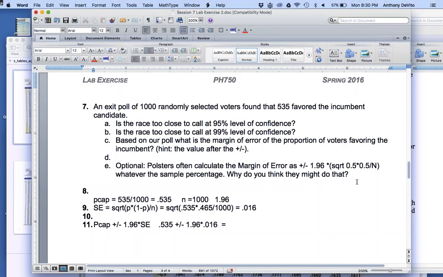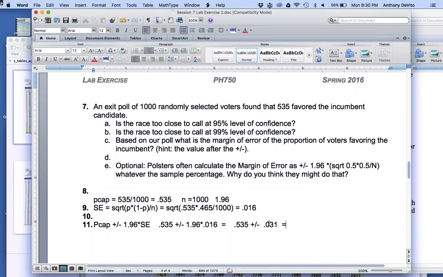Let's get the lower number first. Okay, you guys want to do the calculation? What is the lower number going to be? It's going to be 1.96 times our standard error, 0.016, plus and minus. What's that number going to be? 1.96 times 0.016 is 0.031. Can we round it a little bit?